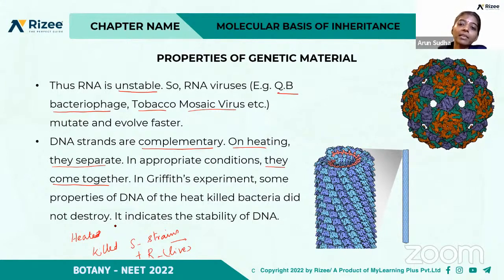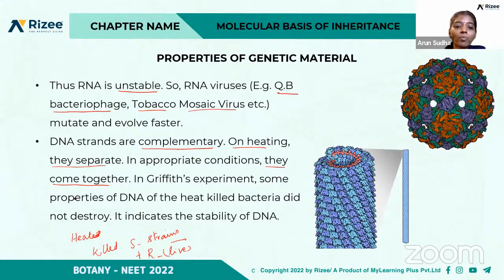For example, when the DNA is heated to high temperature, what happens? There occurs a denaturation, but when appropriate conditions resume, they come together and can be converted to a double helical structure. First by denaturation, the double helical structure is converted to a single stranded structure, but under suitable conditions, this single stranded structure can again be converted into a double helical structure. That's what he observed in the Griffith experiment.